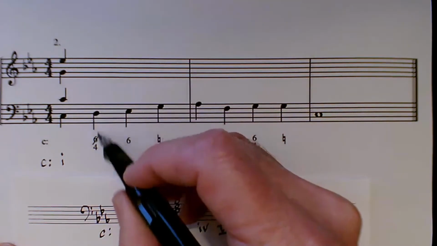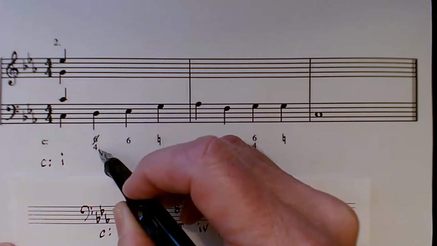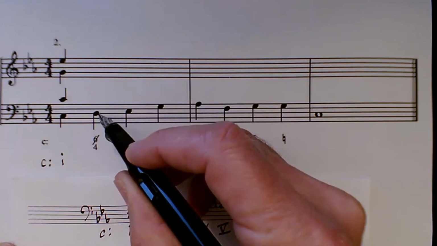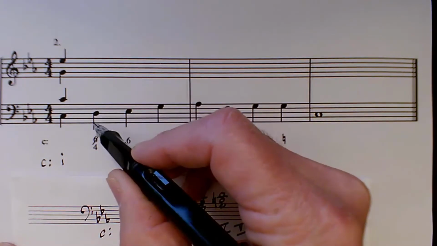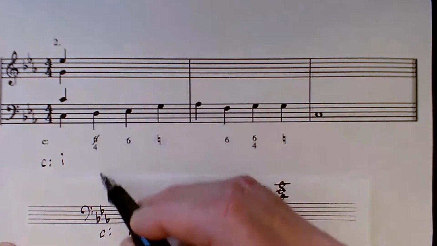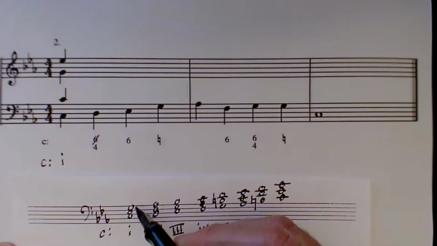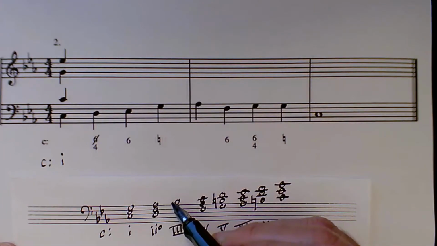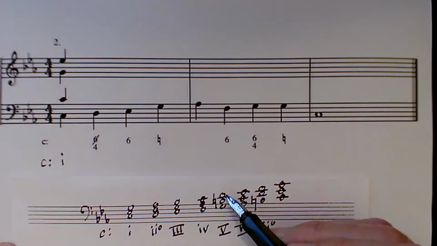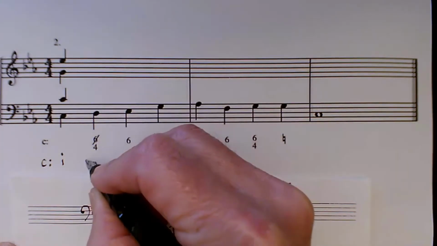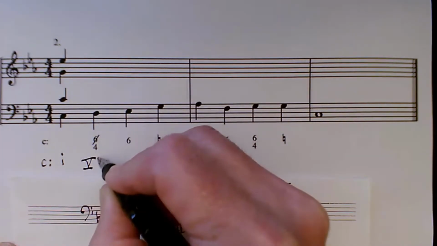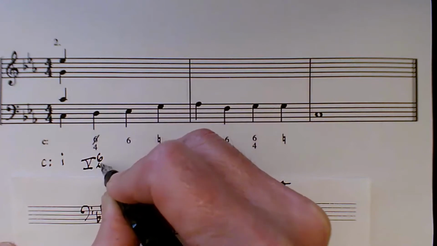Let's take a look at the next chord, and it says 6-4. 6-4 means that that is a second inversion chord, and that means that the note I'm looking at is the 5th. So I can look at my chart of chords and see which note has D as a 5th. And I see that right here on the 5 chord. So I'm going to put 5. And of course that's going to be 5-6-4.